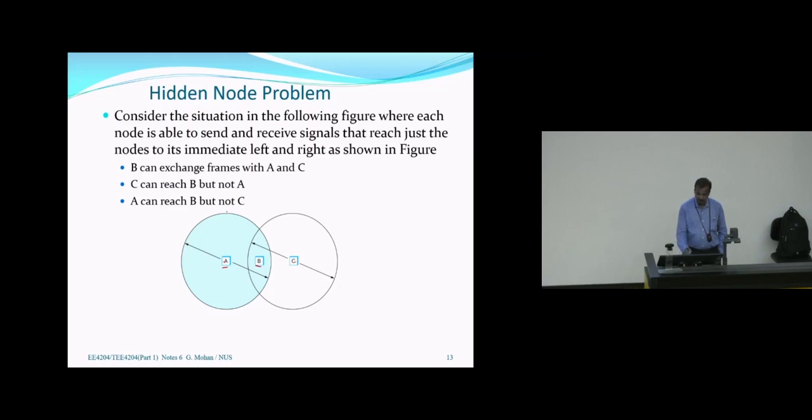That means this shows the reachability of A, that is, when A transmits a signal, how far it can reach. It can reach anything within this circle. Similarly, C can reach any device within its circle. That means A's transmission can reach B, and C's transmission can reach B.